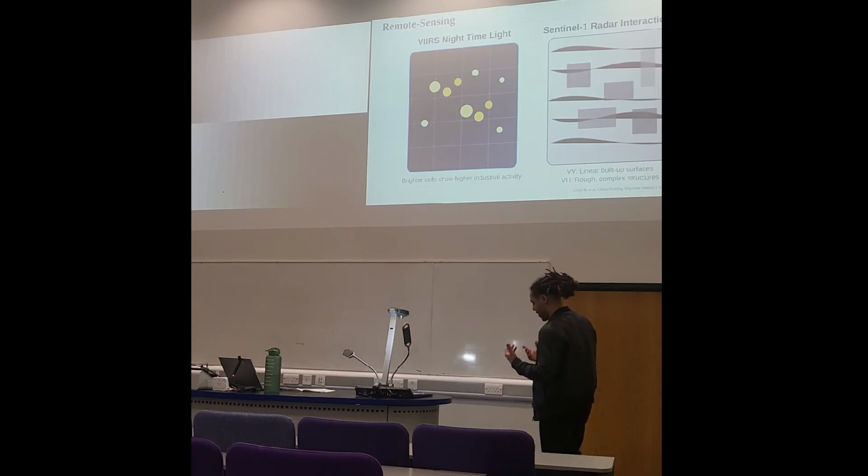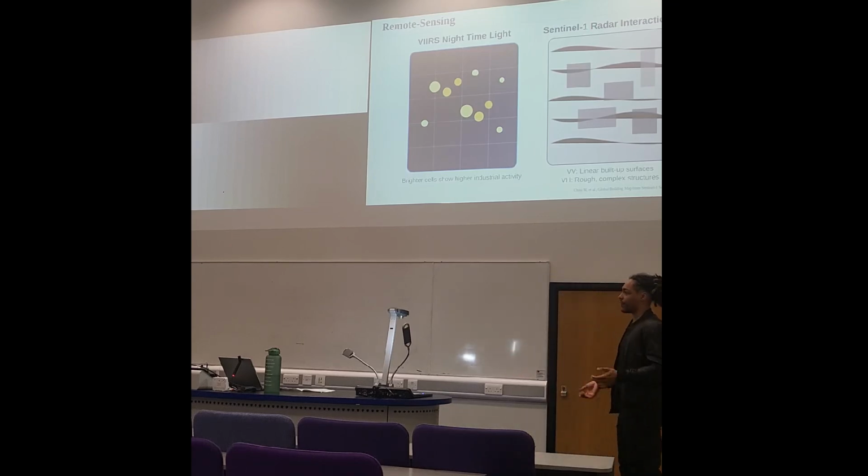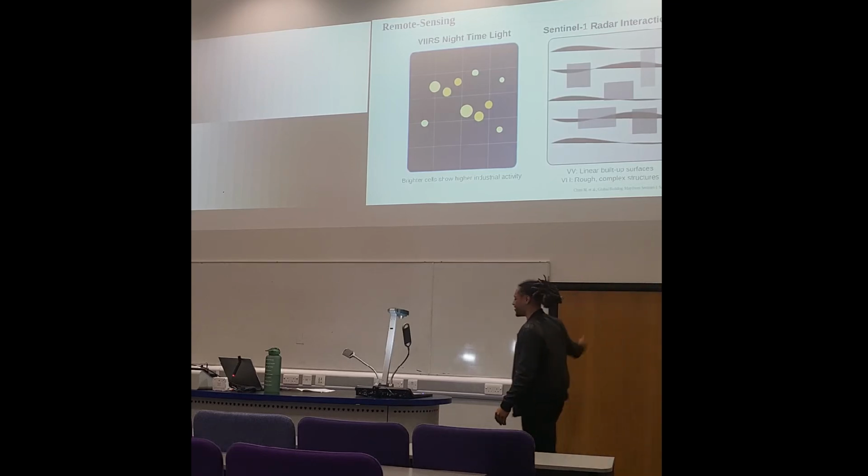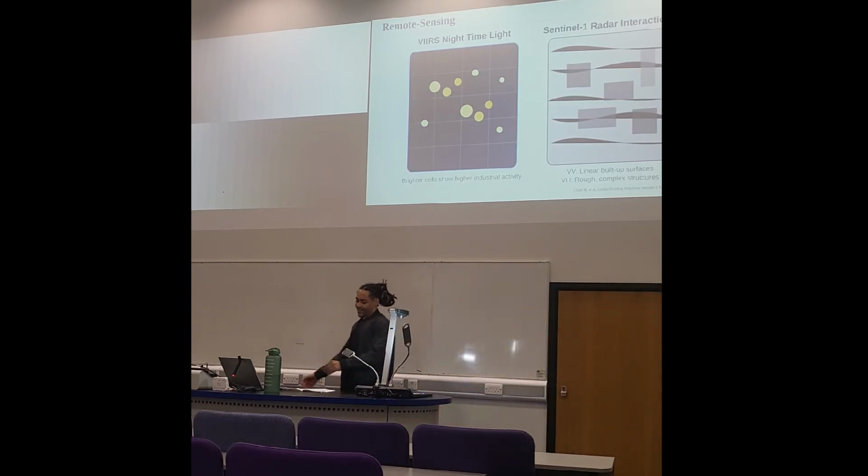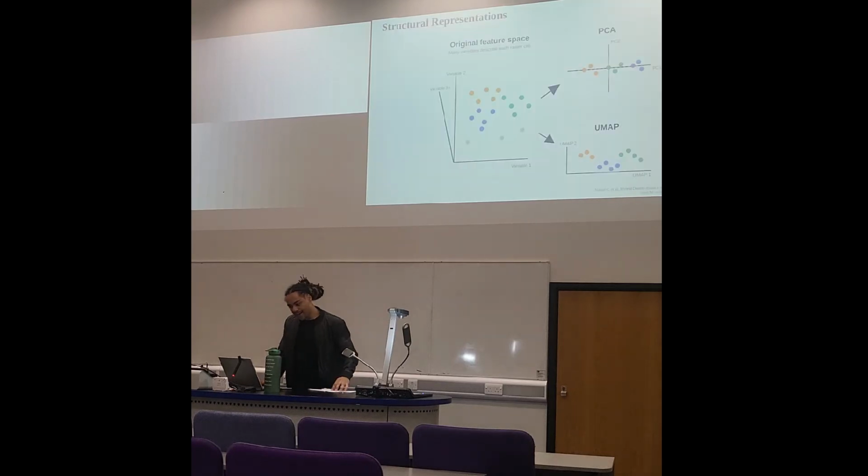It has VV, which is better at detecting flat, simple surfaces, which is represented by the squares, and then VH represents more complex things, such as vegetation, or, I don't know, graveyards. That's all I can come up with. And that's represented by the waves on the screen there. And then I've also got a way of the structural representation of the dimensionality reduction.